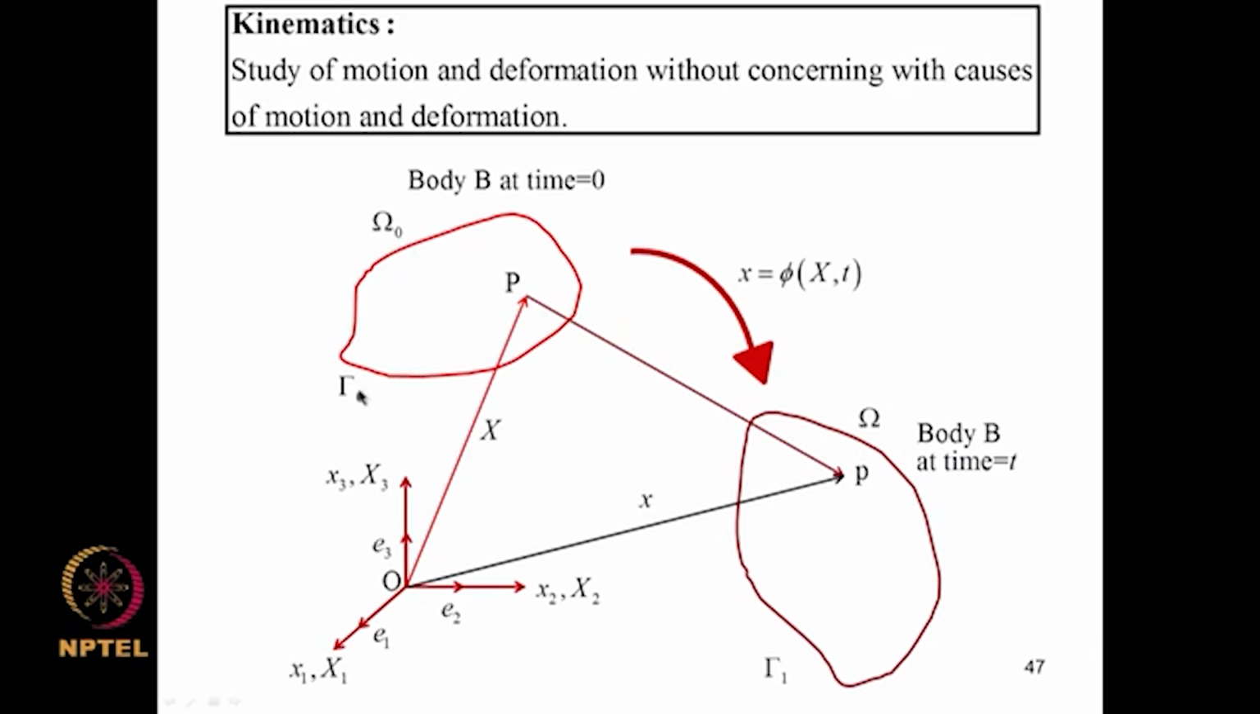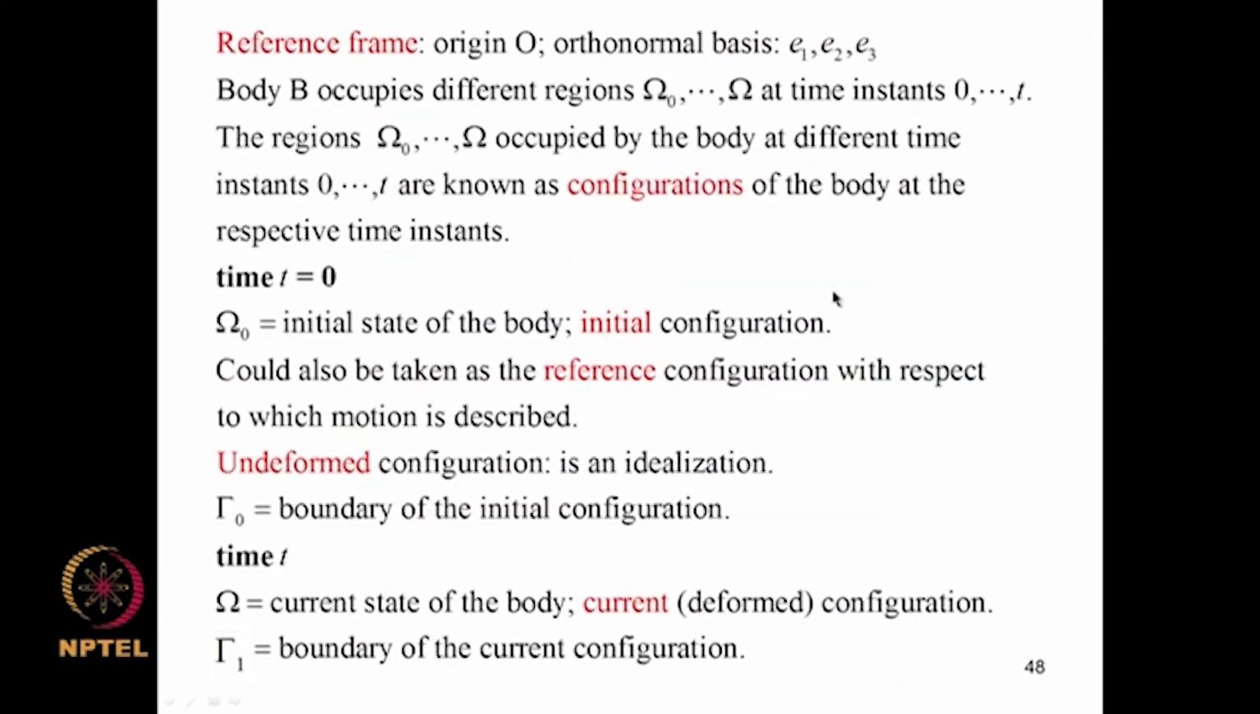This omega naught is a domain, gamma naught is a boundary, and we consider a Cartesian coordinate system. Capital X1, X2, X3 is for the body at time t equal to 0. Now, during the process of deformation, every point here with position vector OP, which is capital X, gets mapped to another point P whose position vector is x. This x is related to capital X through this relation. So, this is a mapping of the deformation.